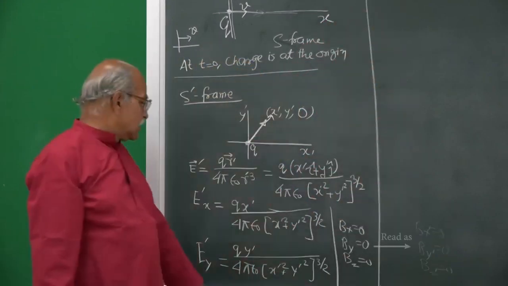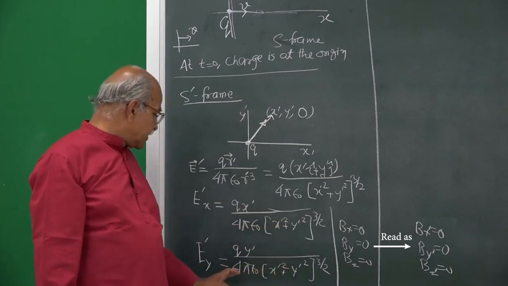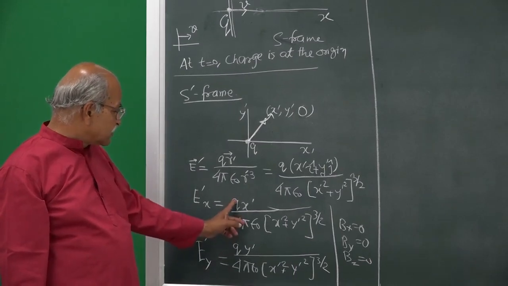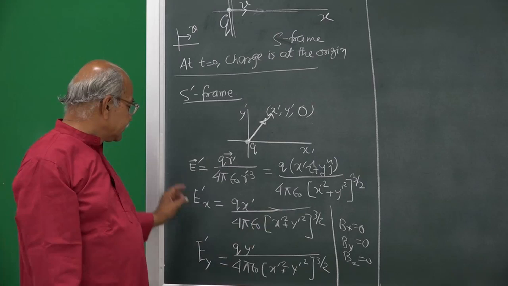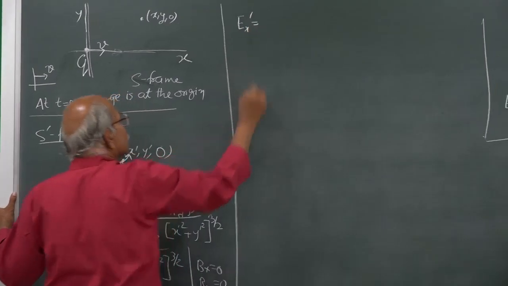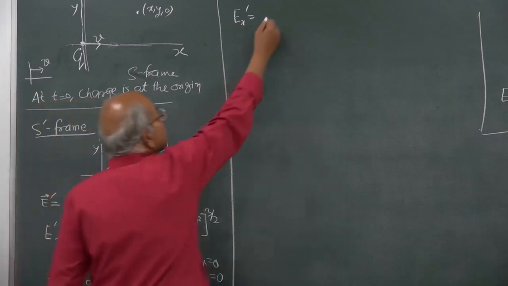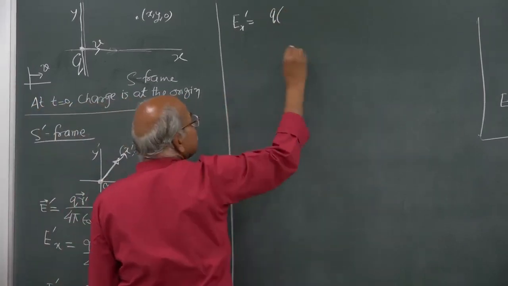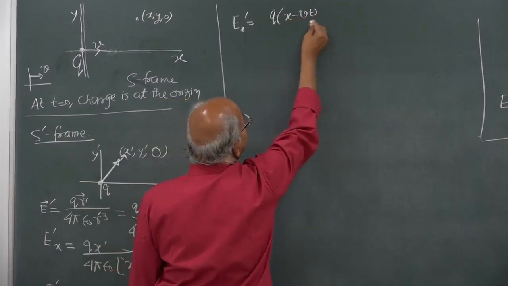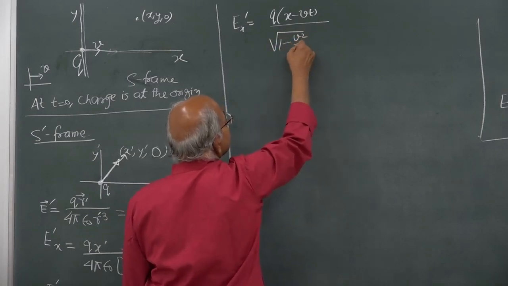Okay. Now, let us make transformation of this x prime, y prime and these points, and transformation of these fields also. So, first let us make transformation of coordinates. So, Ex prime is equal to q times x prime, and x prime, remember, x prime is x minus Vt divided by square root of 1 minus V square by C square.